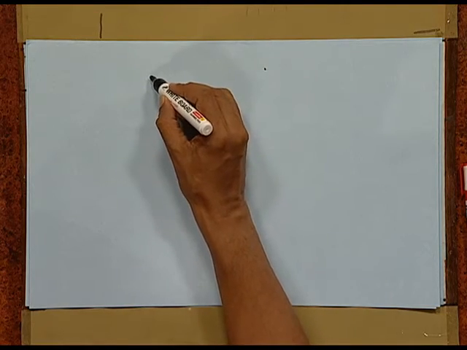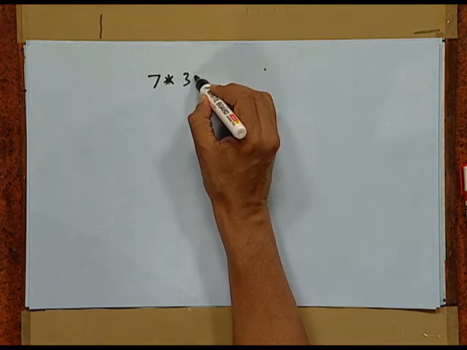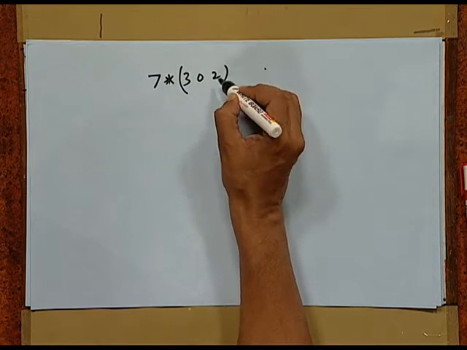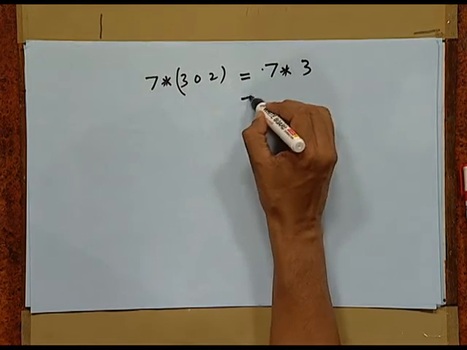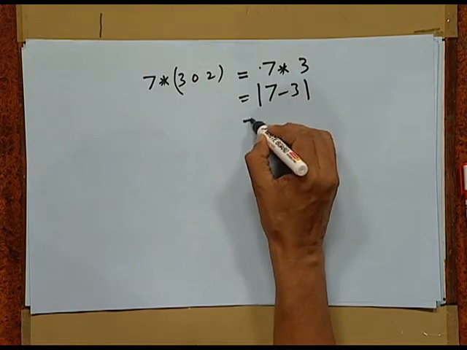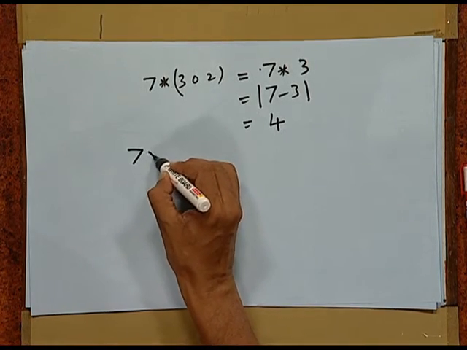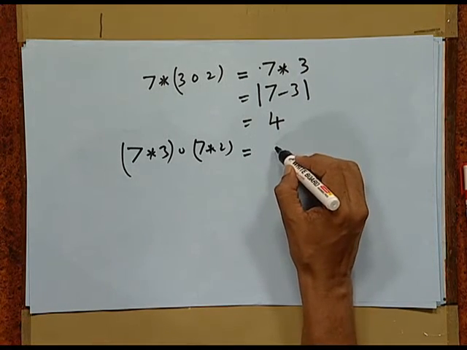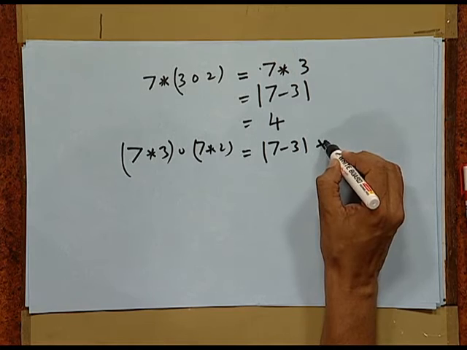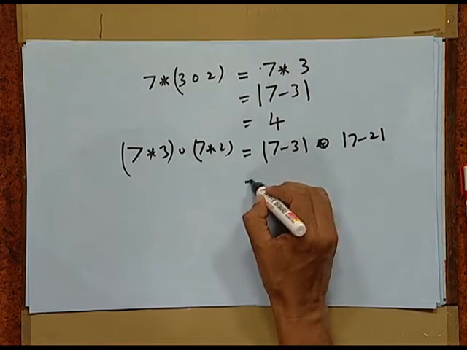For the last part of the problem, we have to show that the operation O is not distributive over the operation star. For this, we have to show a counterexample. Let us take 3 elements, say 7, 3 and 2. We have 7 star (3 O 2). This equals 7 star 3, that equals mod 7 minus 3, that is 4, whereas (7 star 3) O (7 star 2) is equal to mod 7 minus 3 O mod 7 minus 2. This gives 4.